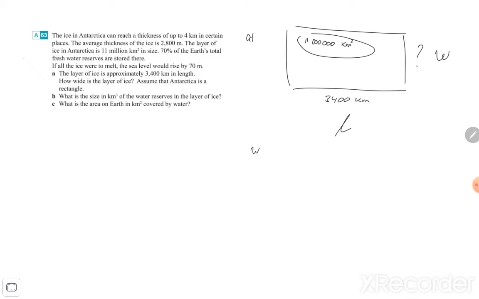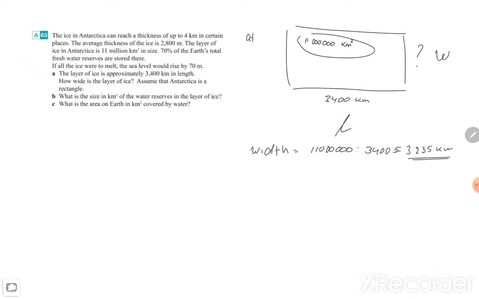So to calculate the width, we need to divide that 11 million by the length, because then you know the width. If you divide those two numbers, then you get approximately 3,235 kilometers. All right, so that's the answer from exercise A.